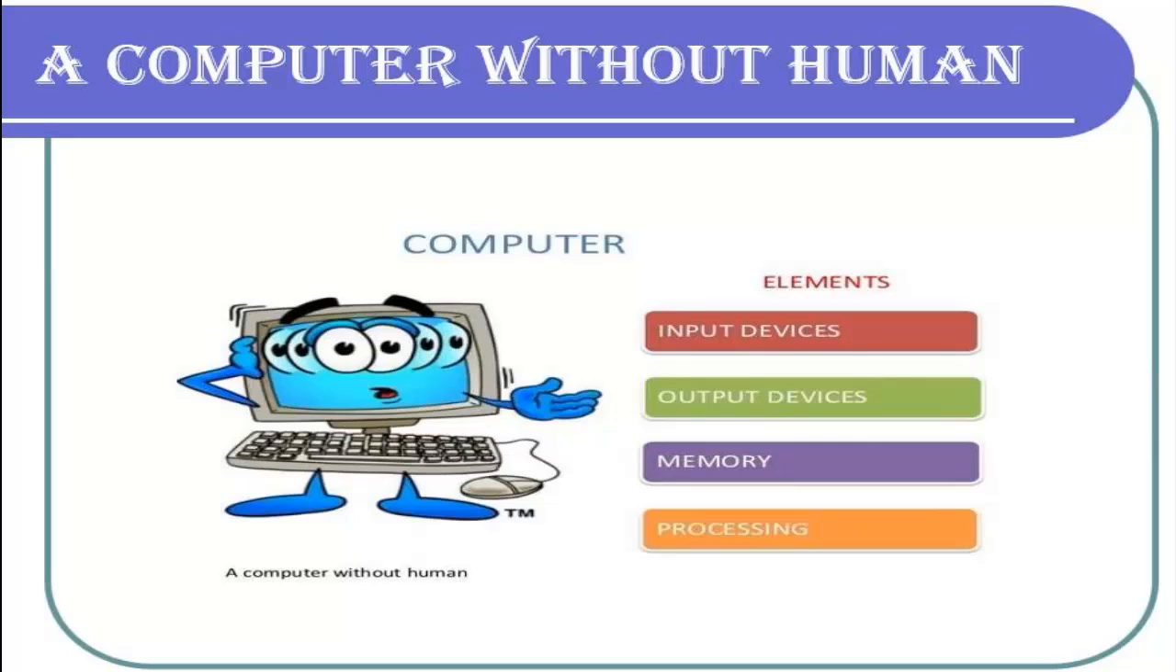It could be a mouse, it could be a keyboard, or if you're using any smart devices like Alexa or Google Home, it might be your voice. So these are the input devices, and the output devices, of course, give you an output, for example in the form of voice.